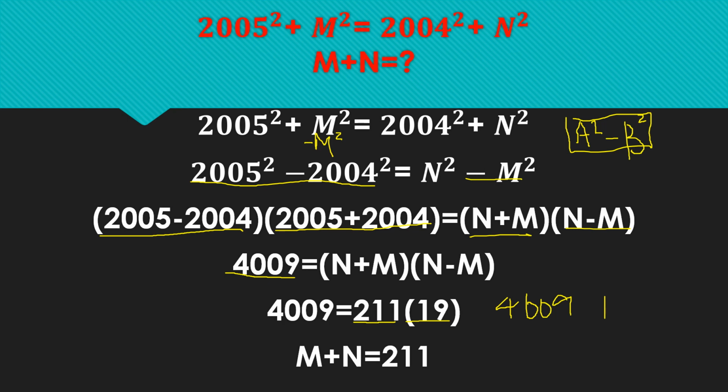So n plus m we will get here, n minus m you will get here. And this is how we solve this question for m plus n to be 2011. So if you want, you can go ahead and find out what's the answer for m and n, but that's not really what the question is asking.